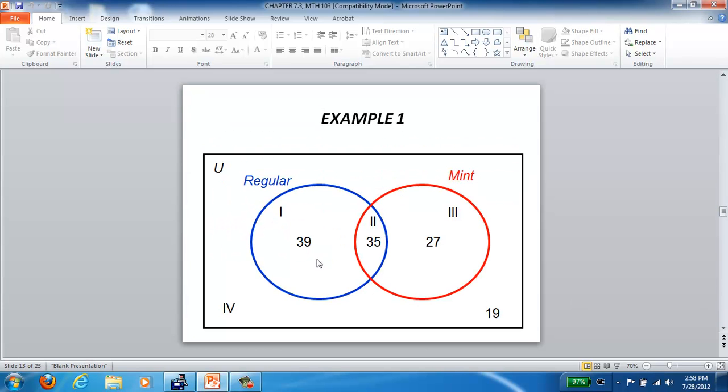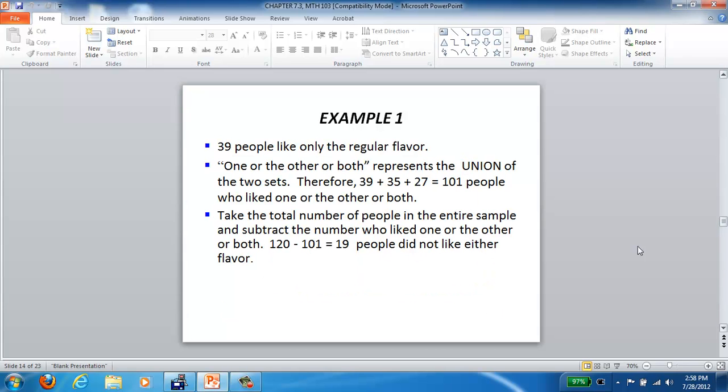So you have two ways. Either you add 39, 35 and 27, so 101 people like both, or you follow the formula. So you do 74 plus 62 minus 35. In any case, the answer is going to be 101.